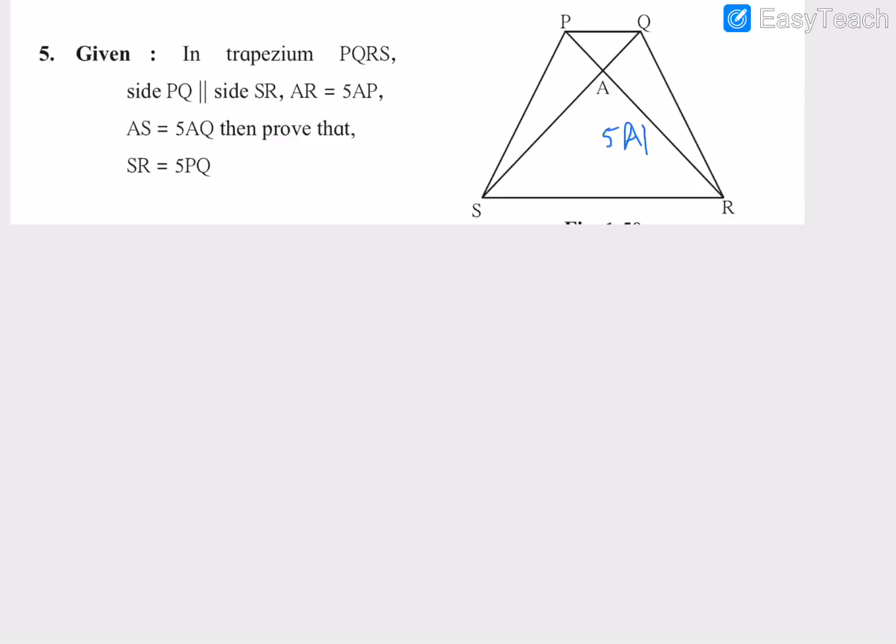So what is all given? AR is equal to 5AP and AS is equal to 5AQ, and we have to prove SR is equal to 5PQ. Also given that the side PQ is parallel to the side SR. That means the trapezium lies between two parallel lines.